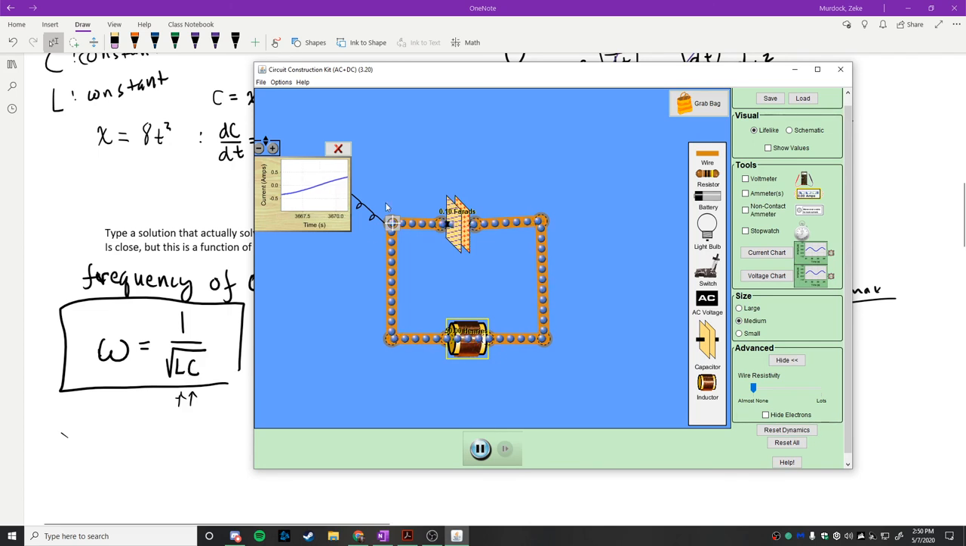But if we change what these things are, 0.44 would represent the number of radians per second. You could divide that by 2 pi to get the number of oscillations per second, or the frequency, the rate of oscillations per second.